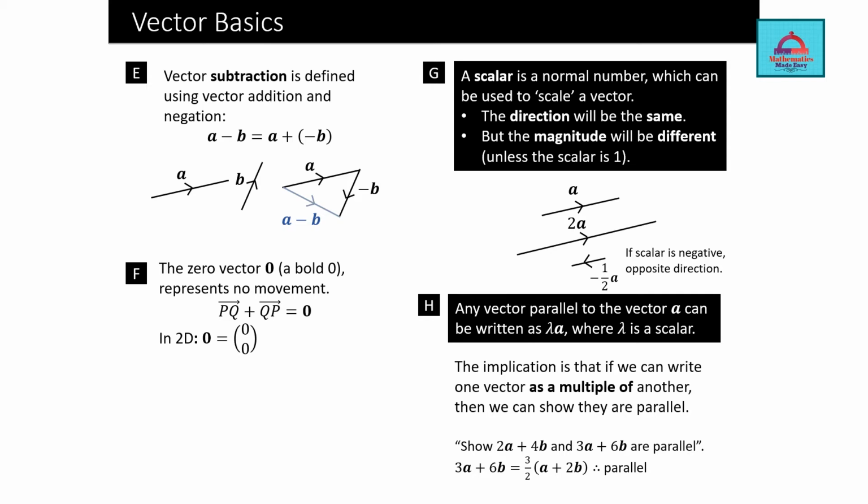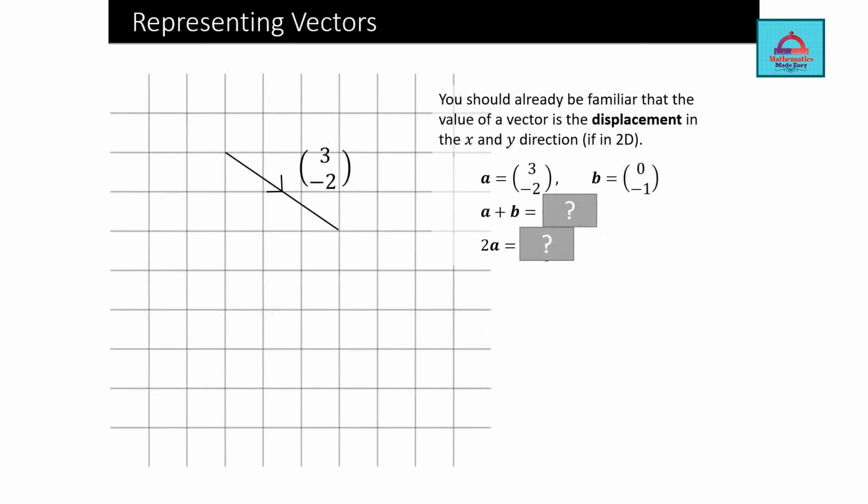Any vector parallel to the given vector A can be represented as lambda A. Understand the concept of a unit vector. So here you see a vector which is 3 units on the horizontal and negative 2 units because it is going down on the vertical part.